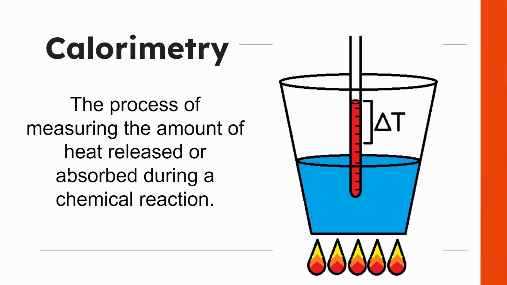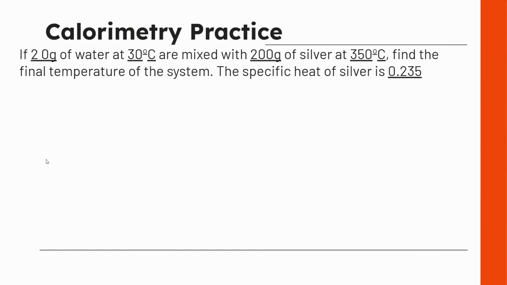All right, let's look at the definition for calorimetry. So this is the process of measuring the amount of heat released or absorbed during a chemical reaction. And we're really just rearranging our Q equation, where Q equals mc delta T. And I'll show you how we're going to do that. So let's look at this practice problem really quick.